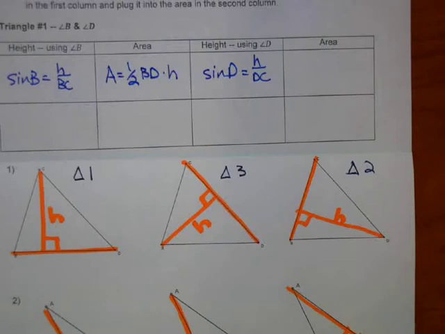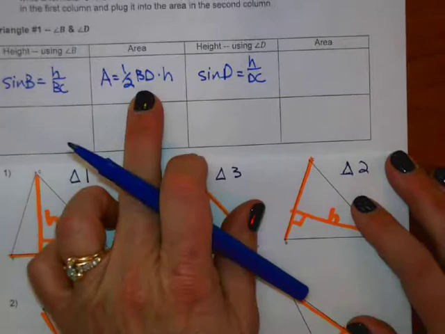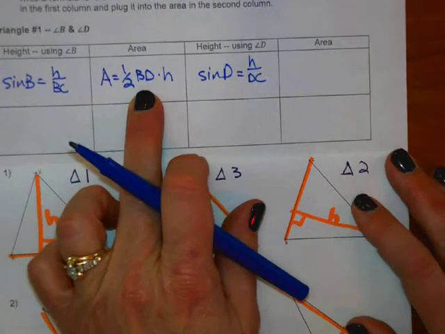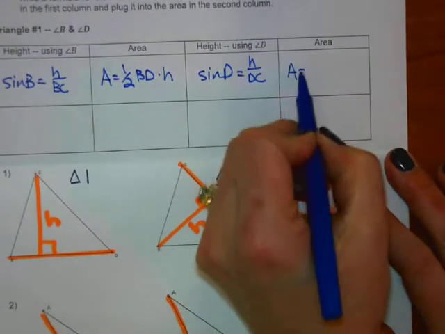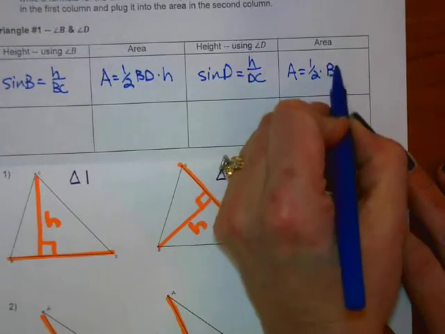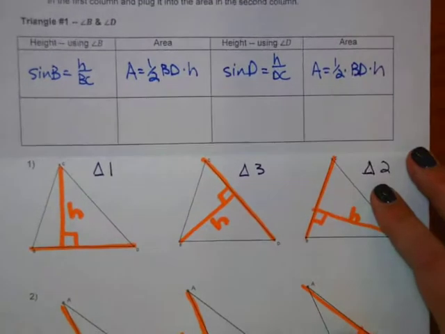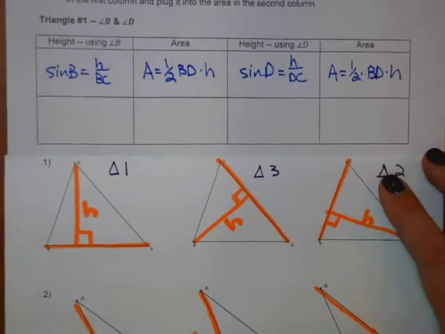Okay? Now, let's do area in the same way that we did this. Isn't it going to be the same? It's the same triangle, right? So it's just going to be area equals 1/2 BD times height. All right, so we did the whole first row. Now we've got to fill in the second row.